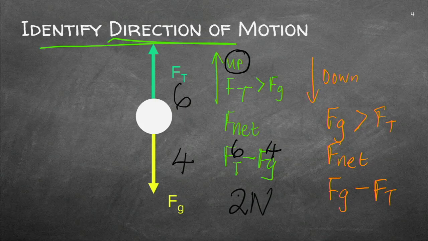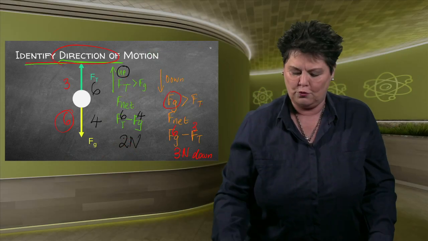Let's go to the downward, and we're again going to apply numbers. Let's say this is 6 and that is 3. So you can see it's larger to the bottom, so the Fg is bigger, or greater, than the Ft. So I've got 6 there and I've got 3 there. The F net will be 3. And in which direction? Down. So make sure that you identify the direction after you've identified all the forces.